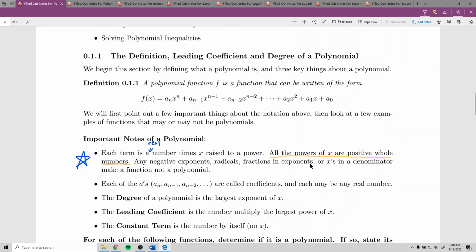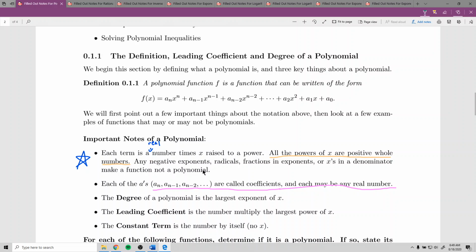Like I said, we'll see an example very quickly of what a polynomial looks like, but you're very familiar with them. You just probably may have never called them by their name. Each of the a's, meaning the a sub n minus 1, and so on, are called coefficients, and they're just real numbers. So, like 2x, the 2 would be the coefficient there, the x would be the power.